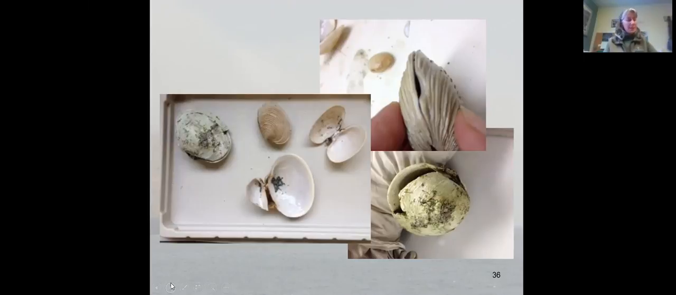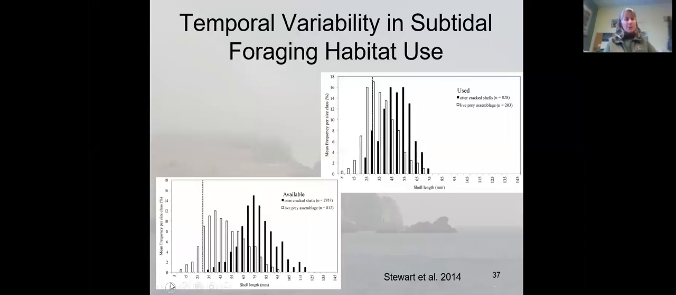So next slide, please. Another student, Brent Stewart, that we worked with, did a whole lot of work with shell litter and live bivalve assemblages. And we just took some sites that were known to be used by sea otters and some that were available but not used by sea otters. And we used primarily Saxidomus, the butter clam. That's primarily what they're eating.